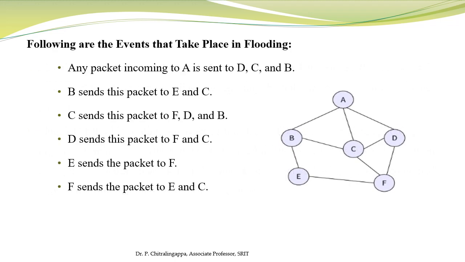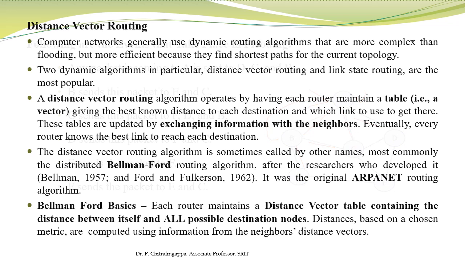Let us take this node. This node is going to transmit data to node B, node C, and node D. Then node B sends this packet to E and C. Node B never sends it back to A. Why? Because the source for B is A only. That is called flooding.